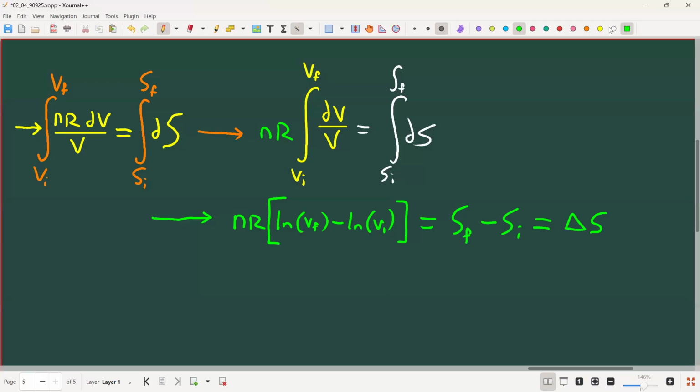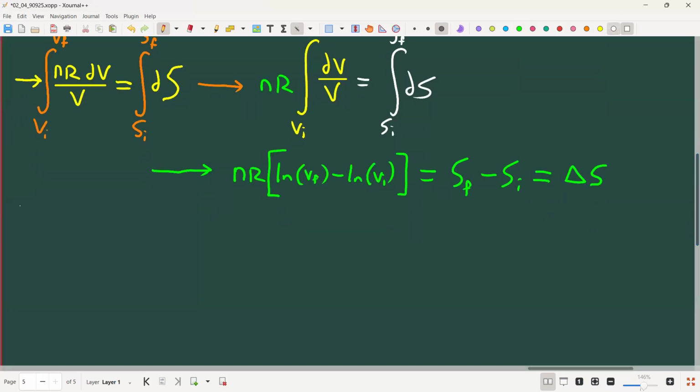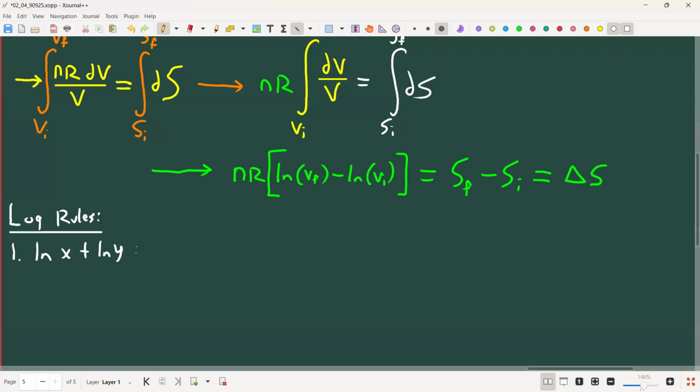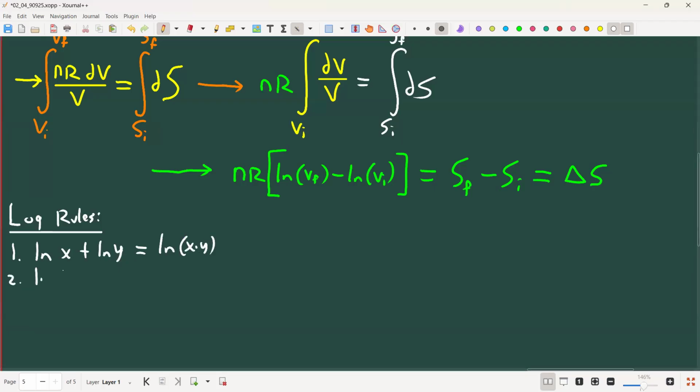And we can use a log. These will become very handy in the problem set this week. Let's use our log rules. There's lots of logs in this class, so get used to them. Log of X plus log of Y is equal to log of the product. The difference of logs is equal to log of the quotient.